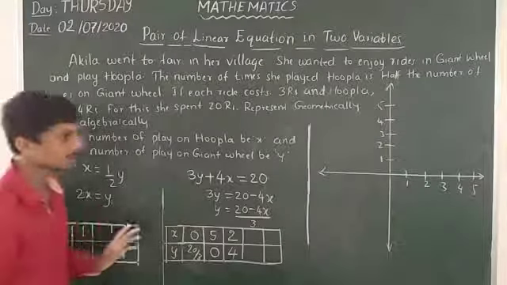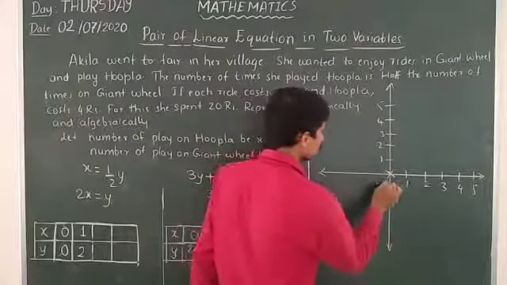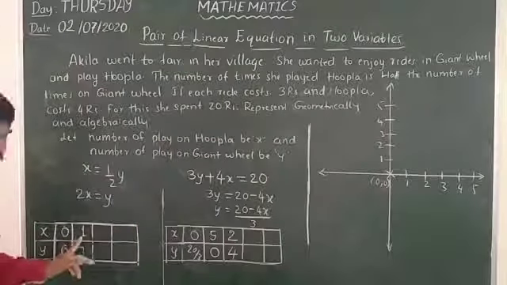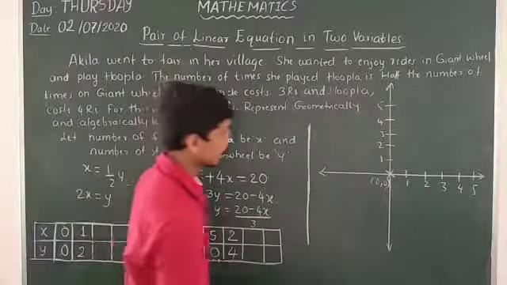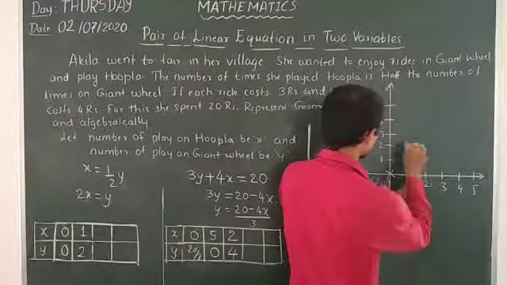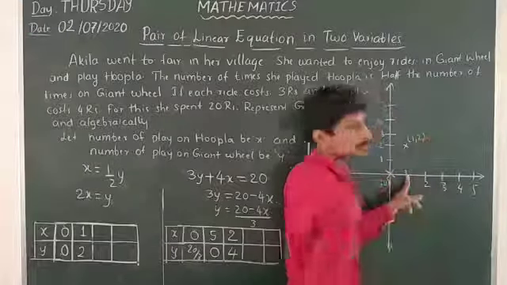So 0 comma 0, that means it is at the origin. Next, 1 comma 2. The x coordinate is 1 and the y coordinate is 2. So we got the point here. 1 comma 2 is here.